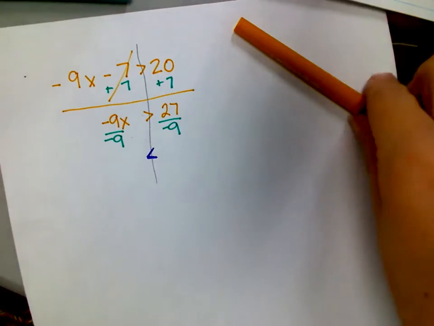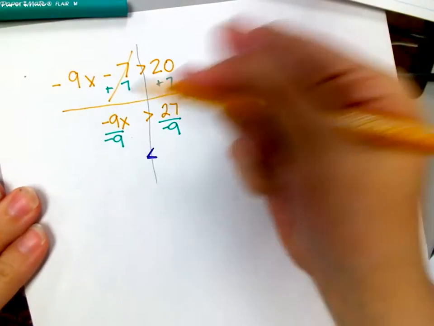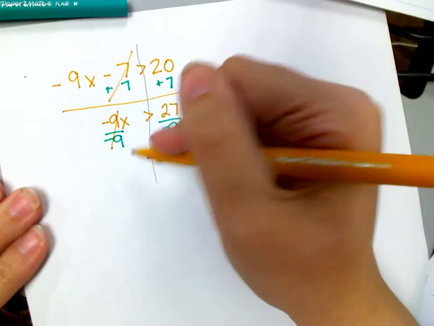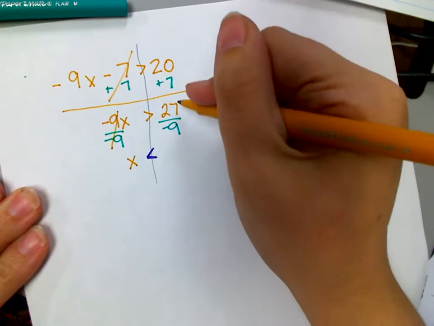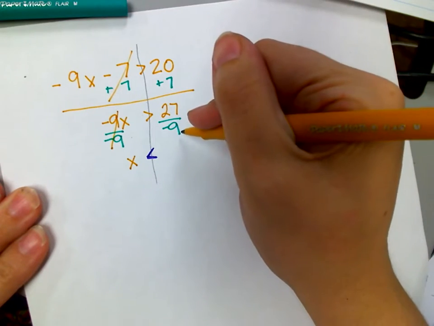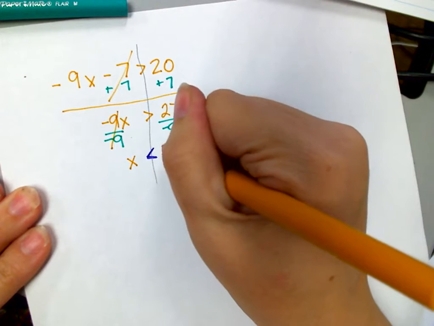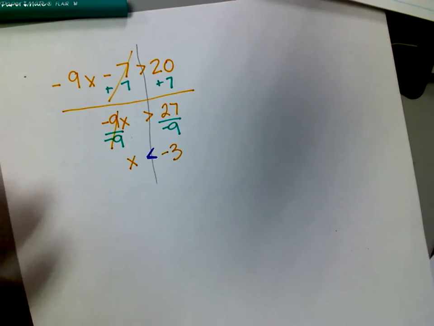Okay, so now I have negative 9 divided by negative 9 is 1, so that's just x is less than 27 divided by negative 9, which is negative 3. So x is less than negative 3.